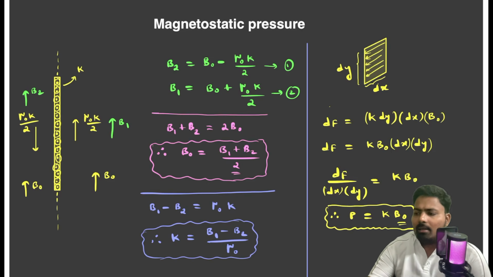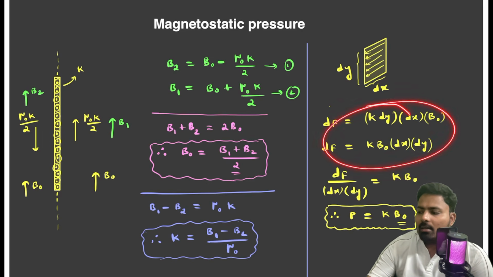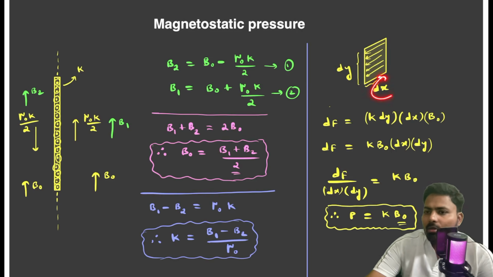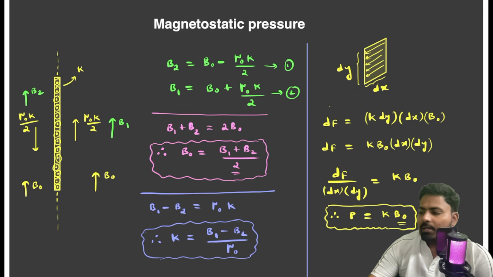Okay, I hope this is pretty much clear for you guys. So df is the small force that is acting on this element. And the area of this element, it's just a small rectangle that we have considered, is nothing but dx into dy. So when you divide this force by that area, you get the pressure. So the pressure formula that we have got is k b naught, right?